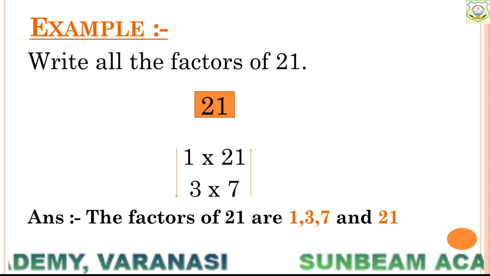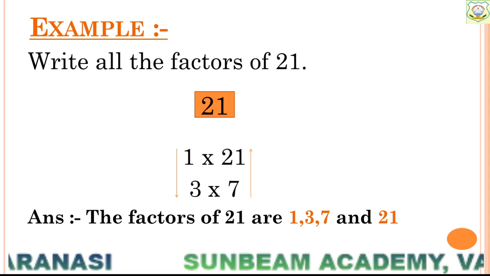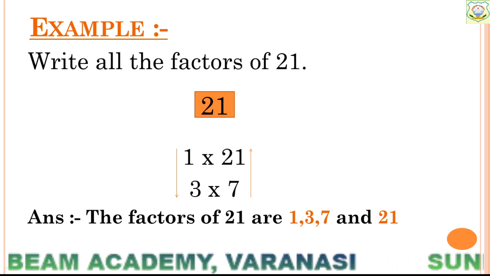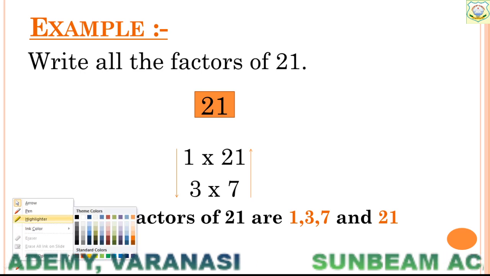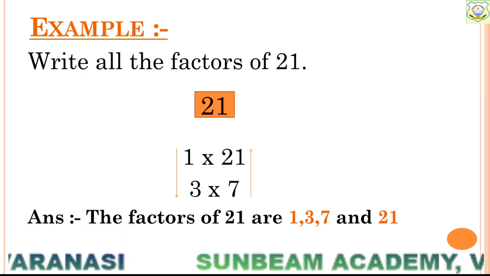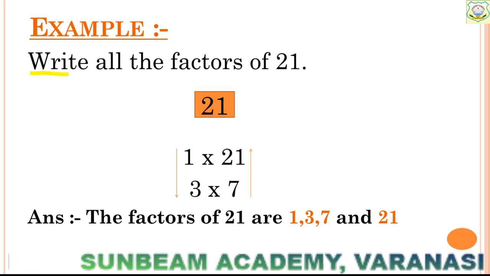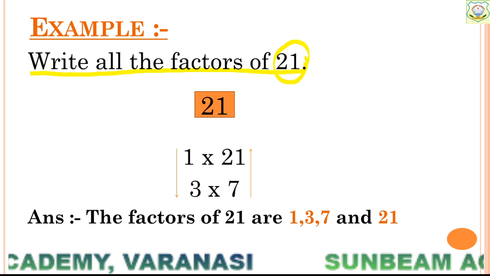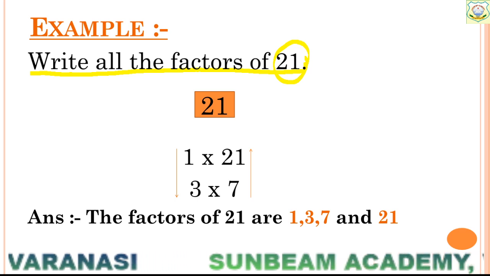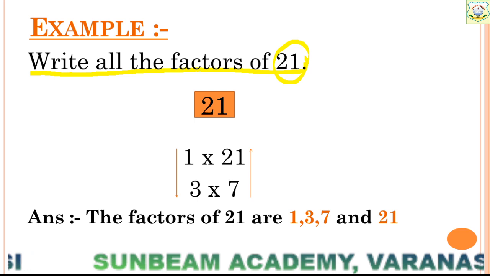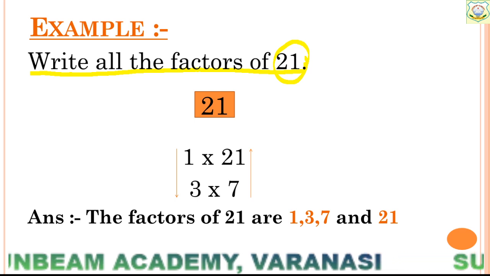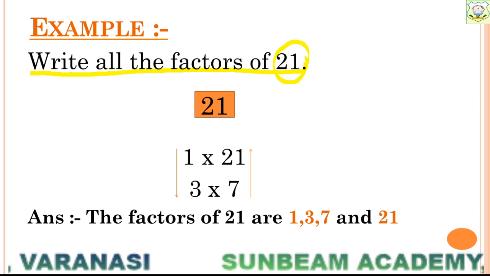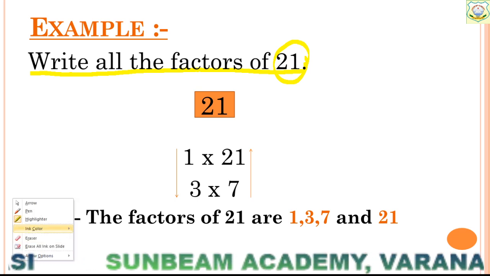Now there is an example. Write all the factors of 21. Okay. Now I will be using the highlighter so that you can understand it more clearly. Write all the factors of which number? 21. We have to write all the factors of 21. So now, as I have already done here, 1 and 21 is a factor and 3 and 7. But I will be doing it again so that you can understand.